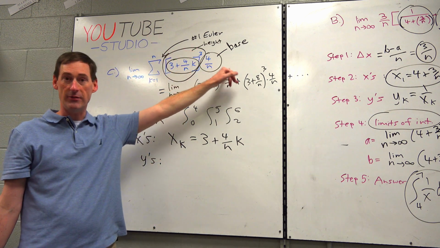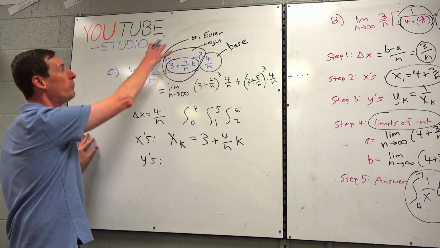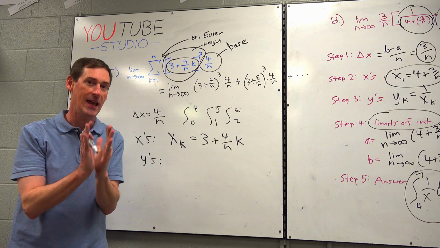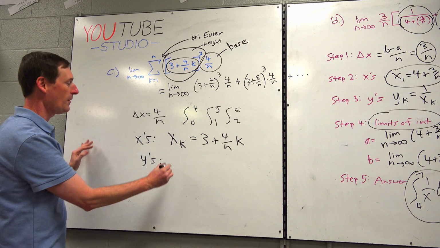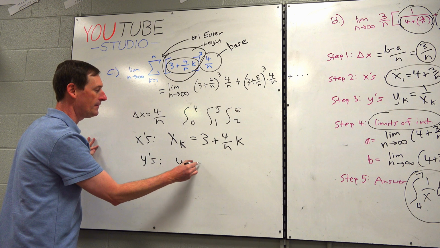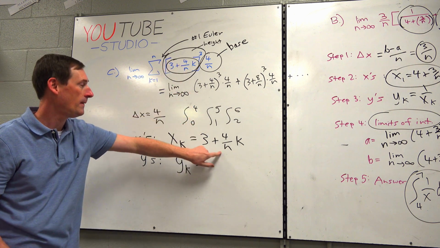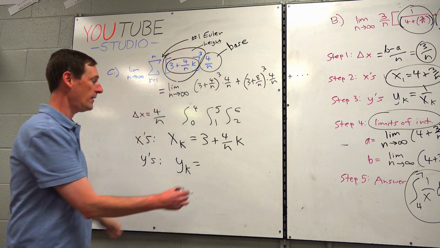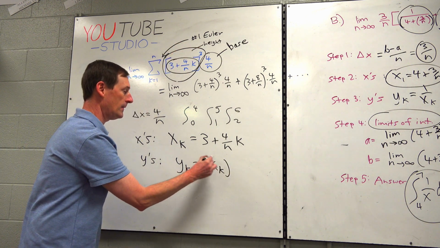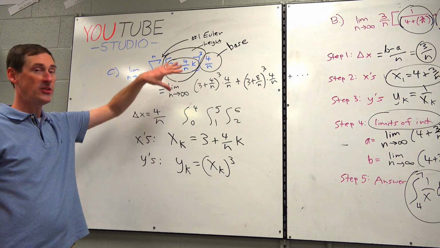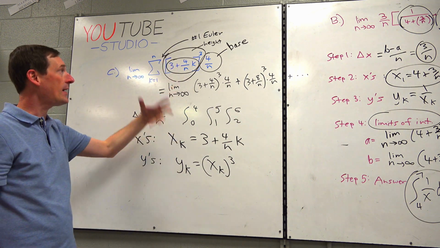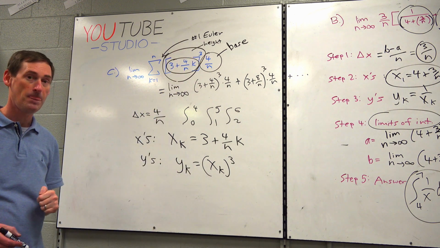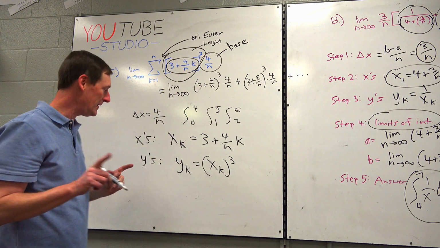Delta x is the base of each rectangle. This whole blob right here is the height. Let's write it very nicely and concisely. Y sub k is apparently x sub k to the third power. X was the thing being inserted. Y is kind of the operation that's happening to it. Oh, it's being cubed. Now you're looking really good.